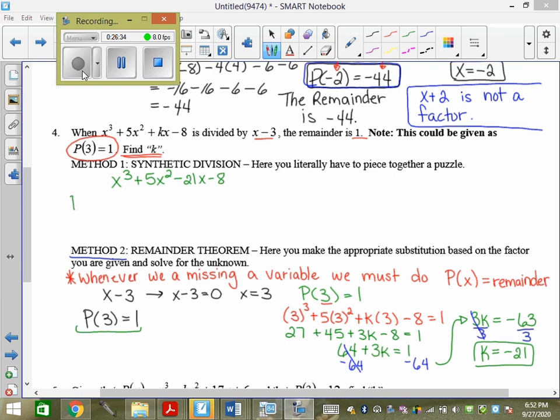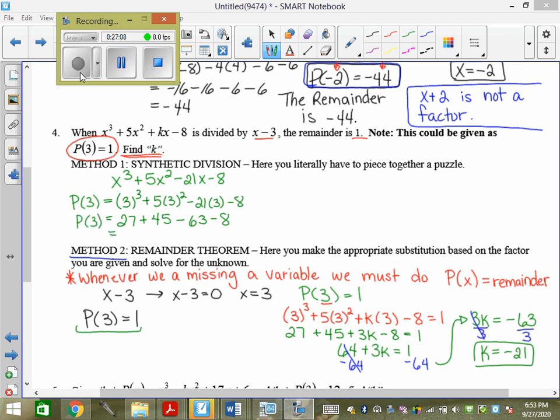Now, how can I check this? Well, I can do P of 3, and hopefully I will get the remainder, which is 1. If I do, my k is right. If I don't, my k is wrong, or I happen to do my remainder theorem wrong. So I'm going to go 3 cubed plus 5 times 3 squared minus 21 times 3 minus 8. So I'm going to get 27 plus 45 minus 63 minus 8.